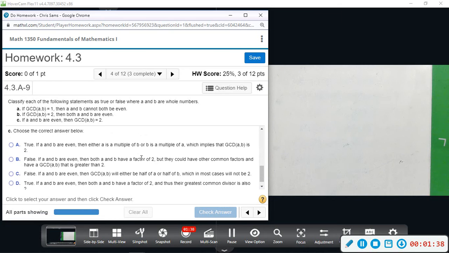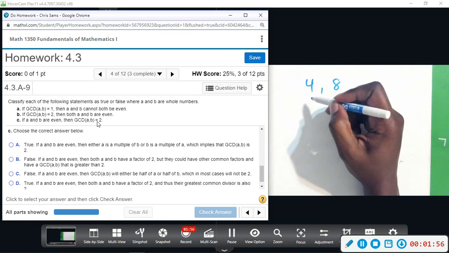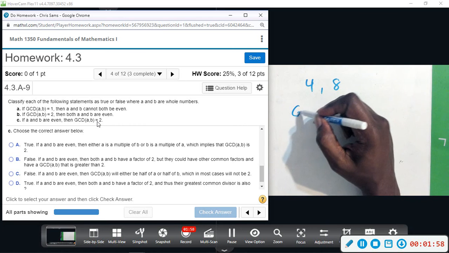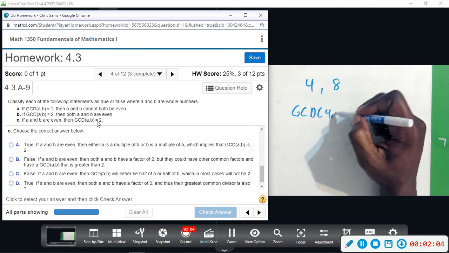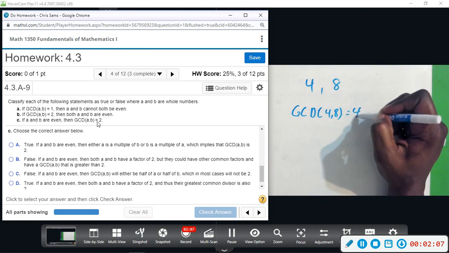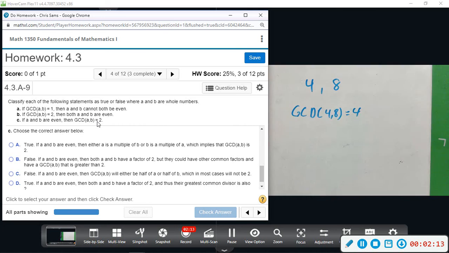And then C says if A and B are even, then the greatest common divisor equals 2. Okay, that will not be true because we can take, say, 4 and 8, which are both even. A small example. And the greatest common divisor of 4 and 8 would be 4, because both of these are divisible by 4. So we got two even numbers whose greatest common divisor isn't 2, so therefore it's not true that if they're even, their greatest common divisor is going to be 2.